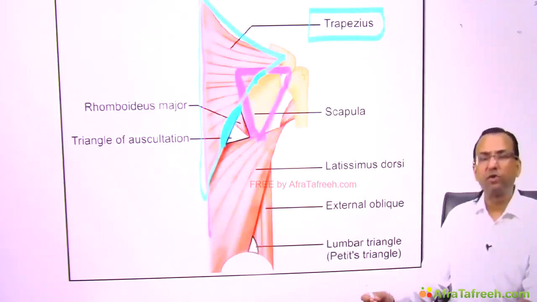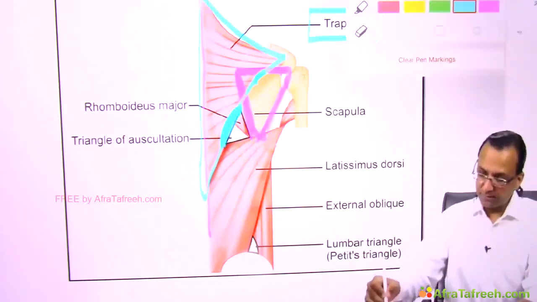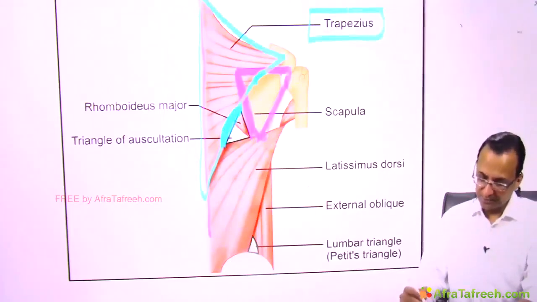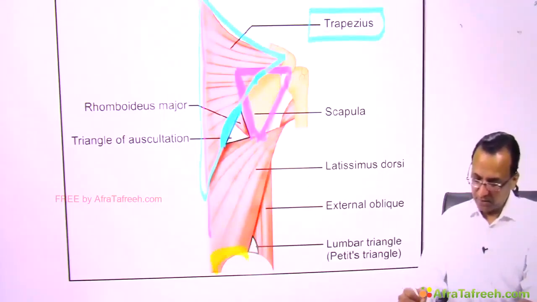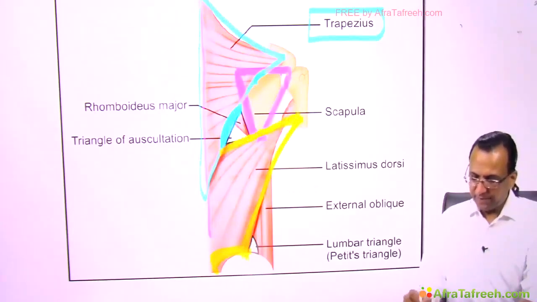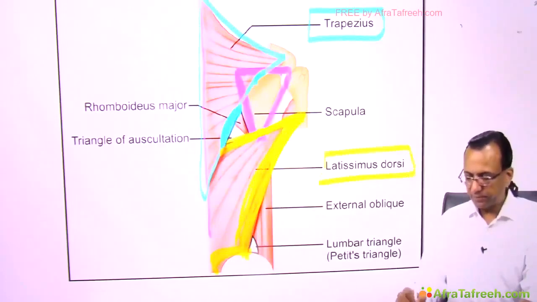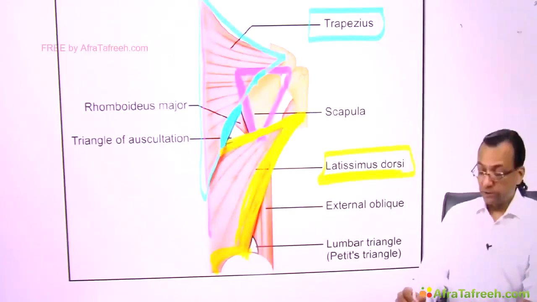Now look at the muscle of lower back. Who is the muscle of lower back? Latissimus dorsi. It is also forming a boundary.